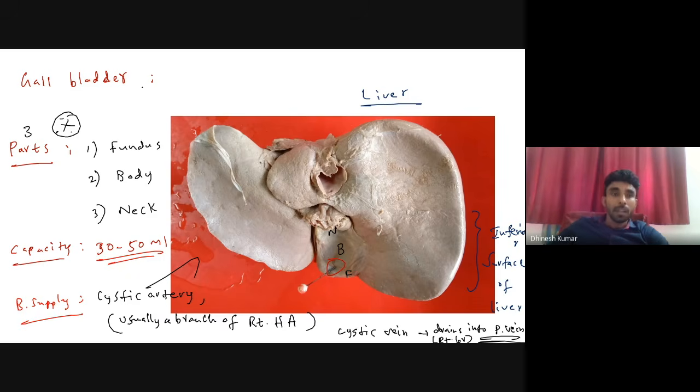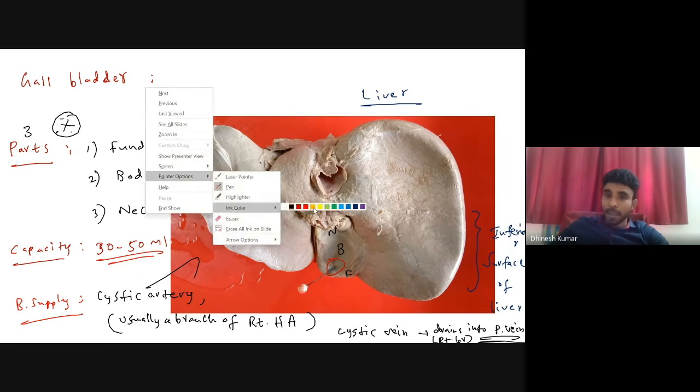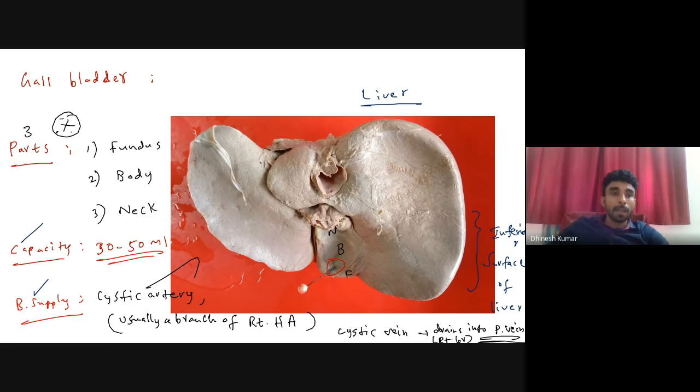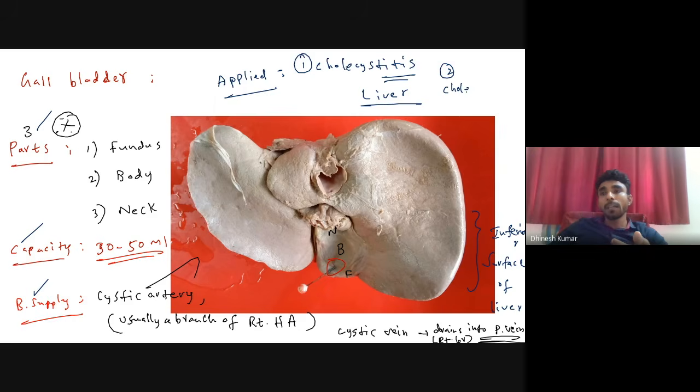So parts of gallbladder, capacity of gallbladder, then blood supply of gallbladder we have discussed. And in case they ask the applied aspect of the pinned structure, what will you write? Yes, cholecystitis. You know the meaning of cholecystitis, isn't it? Inflammation of the gallbladder is called cholecystitis. So the inflamed gallbladder will be surgically removed. What is the procedure for removing the gallbladder? Yes, cholecystectomy. So just to mention the two names, cholecystitis, cholecystectomy.